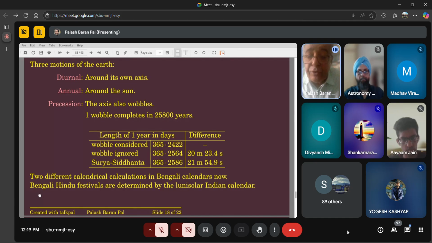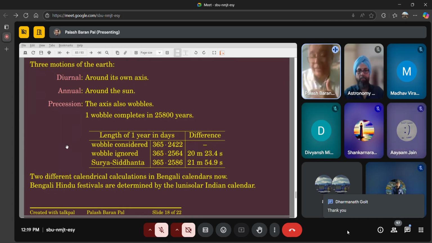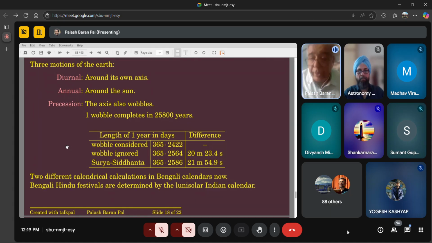And the Bengali Hindu festivals are determined not by this Bengali calendar, by the way. They are determined by the lunisolar Indian calendars, the calendars of the northern and western India. That is why the festivals do not come on a fixed date on the Bengali calendar, just like they do not come on a fixed date on a Gregorian calendar.